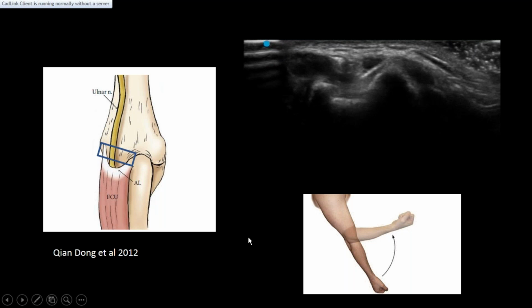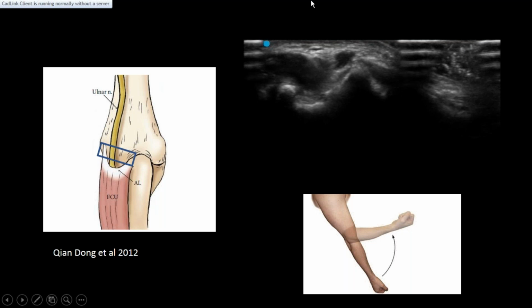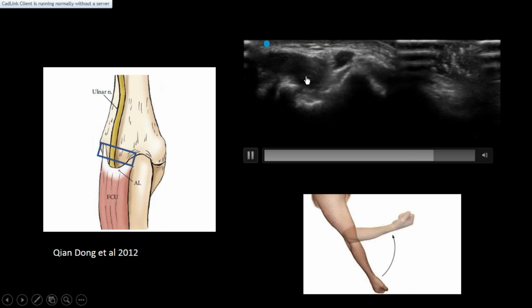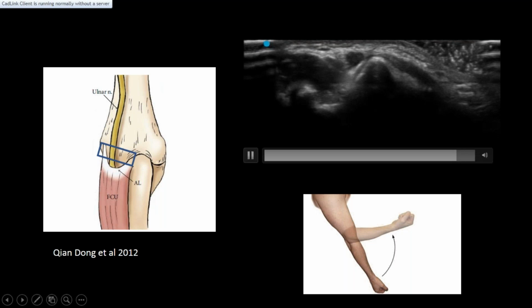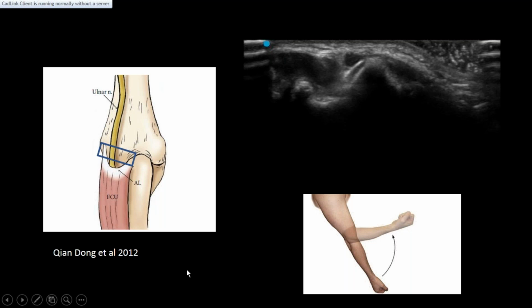And as you see, the patient is flexing. As the patient flexes more, you can see the medial triceps coming into the groove area, but the nerve still stays in the groove and doesn't move out over the medial epicondyle. If there was a subluxation, you would see the ulnar nerve subluxing out of the groove into the anterior part of the medial epicondyle.